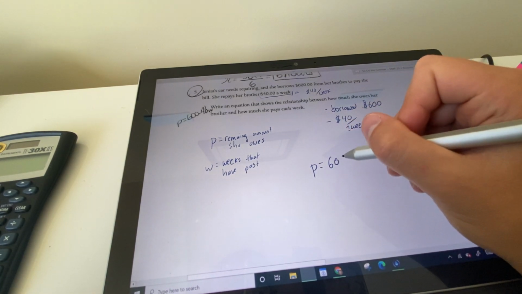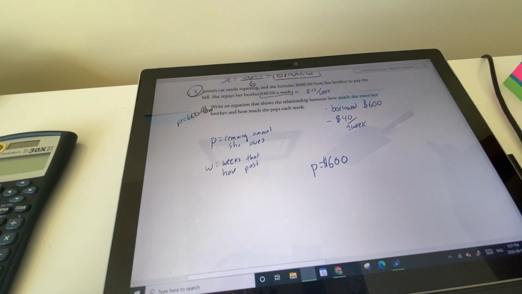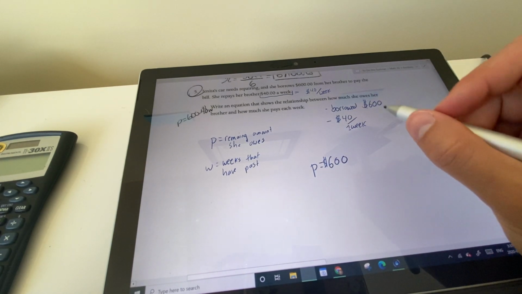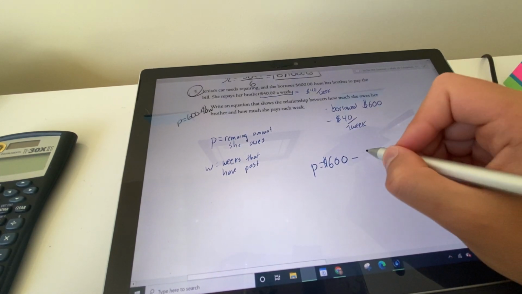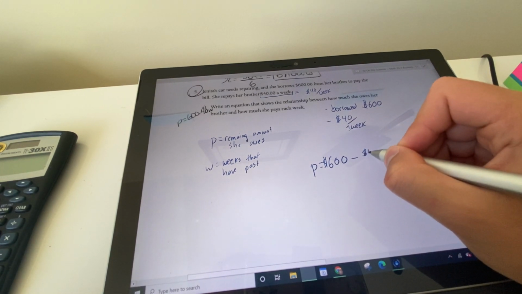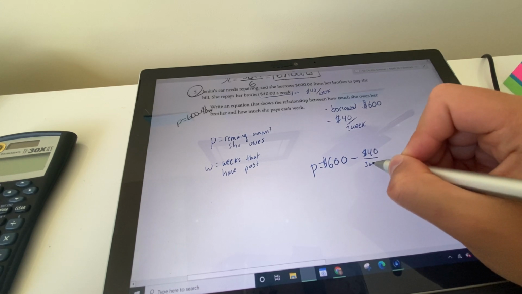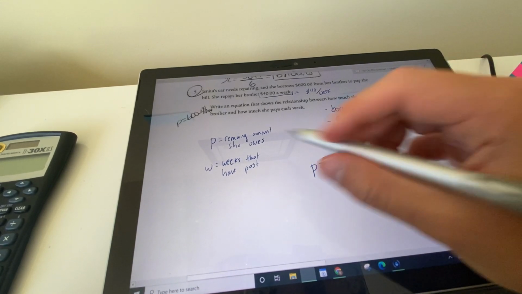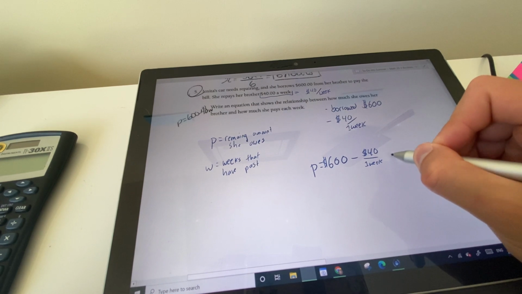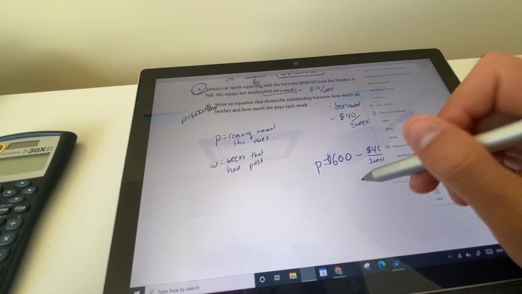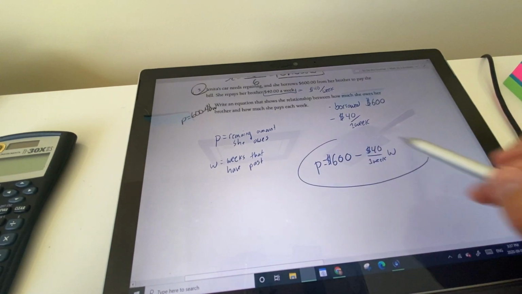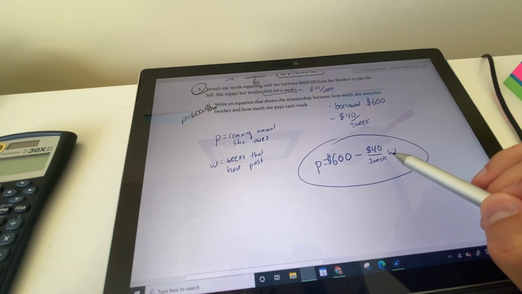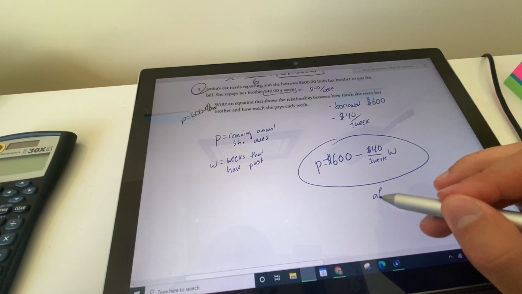So what does she owe right now? Well, she owes $600 at the moment. But every week that passes, she's subtracting $40. We have a rate here, $40 per 1 week, and we can write this with W, the weeks that have passed. So we can use this equation. That's our equation.